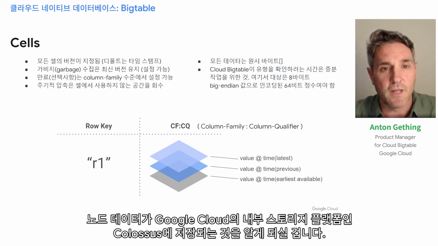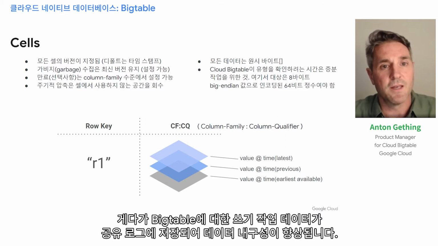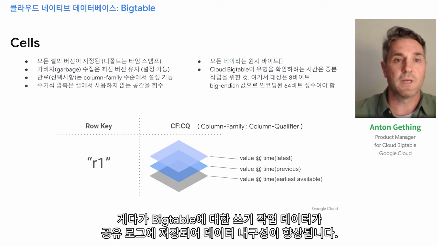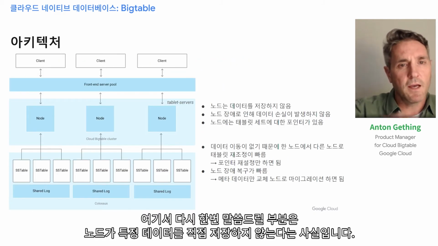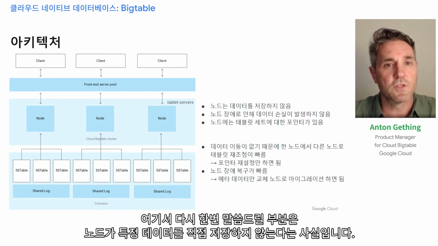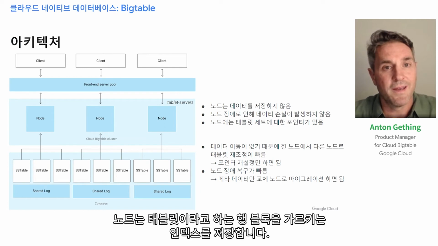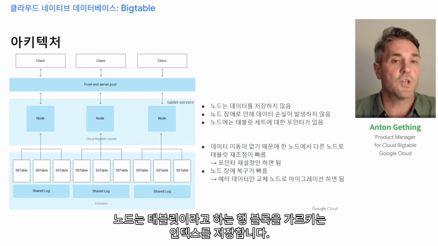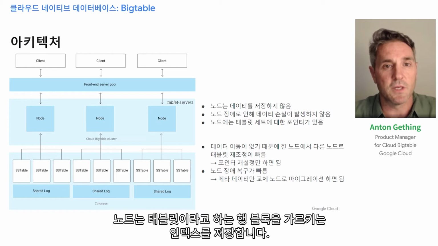You'll notice that the node data is stored on Colossus, which is Google Cloud's internal storage platform. In addition, writes to Bigtable are stored on a shared log for increased data durability. Here, again, I'd like to call out that nodes themselves do not store any particular data. The nodes store indexes to chunks of rows called tablets.